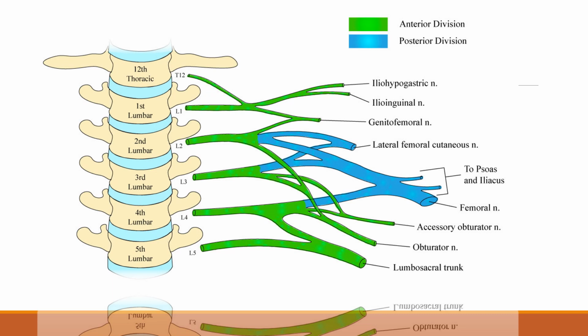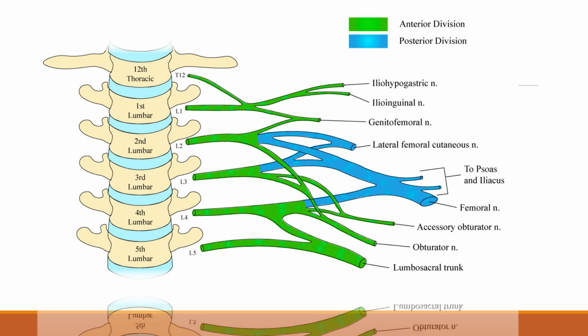And sometimes an accessory obturator nerve may arise, that arises from the ventral division of L3 and L4 nerve roots. As I told, a branch from the L4 nerve root joins with the L5 and is involved in the formation of the lumbosacral trunk. So these are the branches given by the nerve roots.